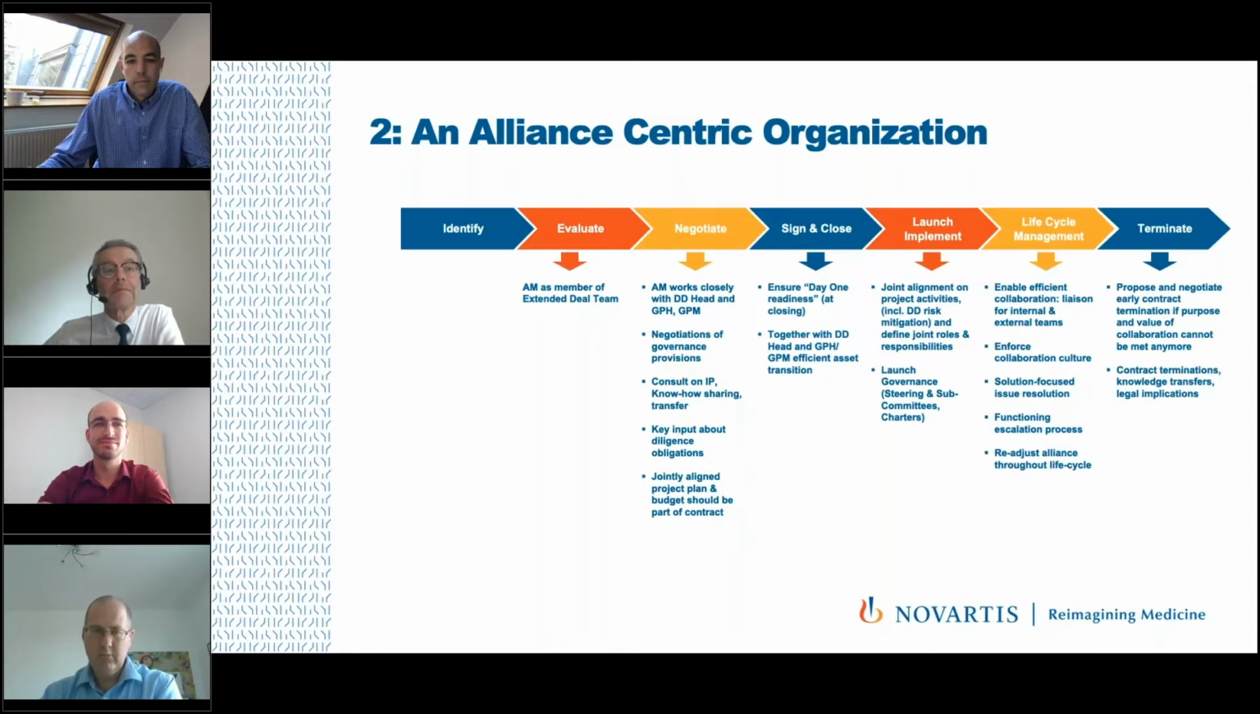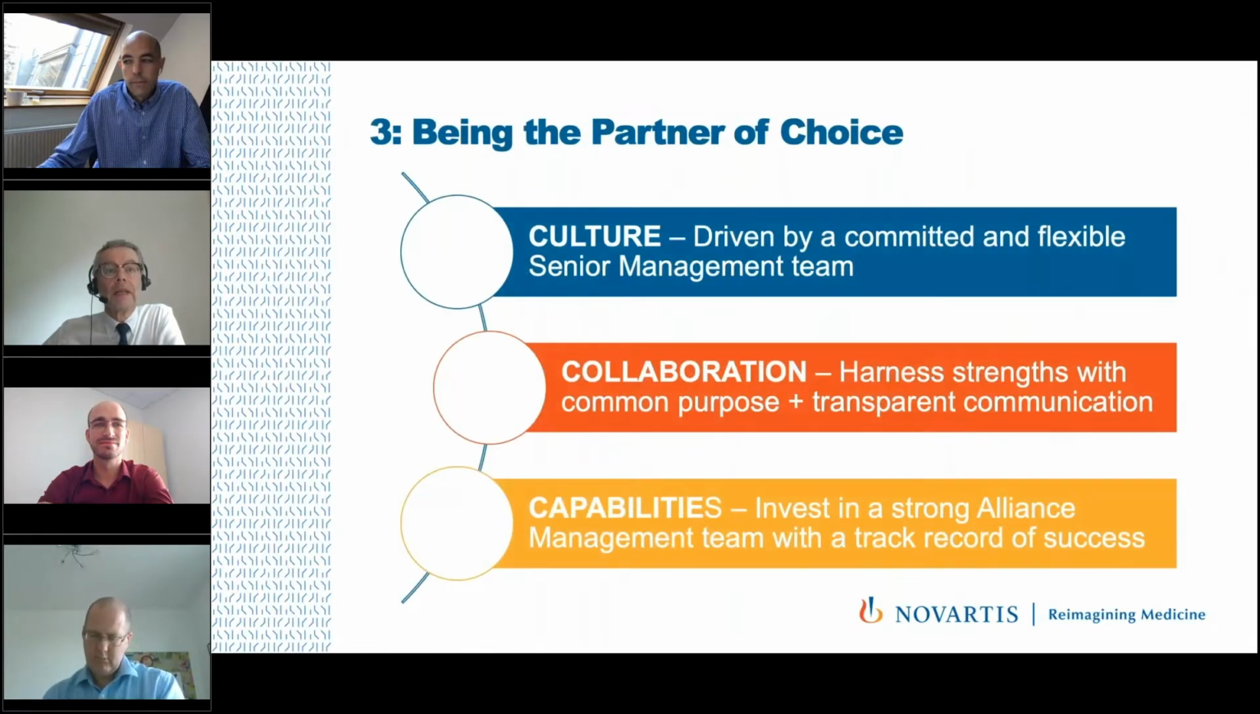Slide number 7. Now on slide 7, let's look at the three fundamental elements that will define your organization as the partner of choice. Culture. You will need a committed senior management and an organization that is curious, keen to listen about innovation, to be open to learn, adapt, and take smart risks where new ideas can produce better outcomes.